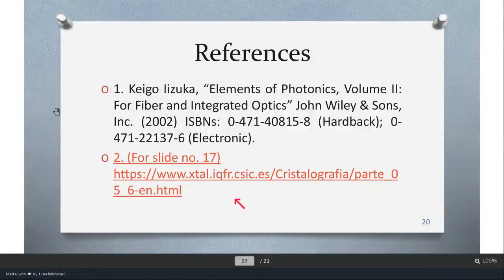So these are some of the references. This is one of the very good books which I figured out, which is very good for the Fourier optics. The first few chapters of this book, Elements of Photonics Volume 2 for Fiber and Integrated Optics by Iizuka, is actually a very good book on this topic. For slide number 17, I used the data which is there on this website. So these are the references for the PPT.